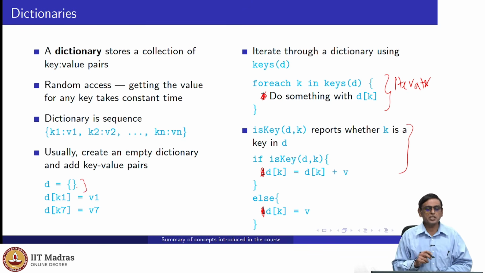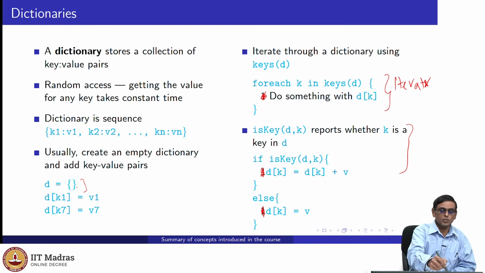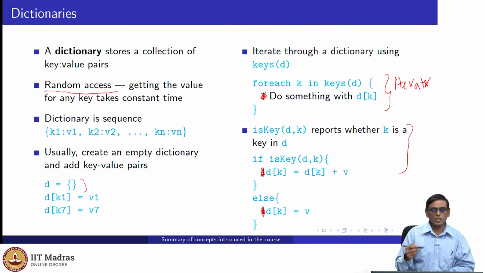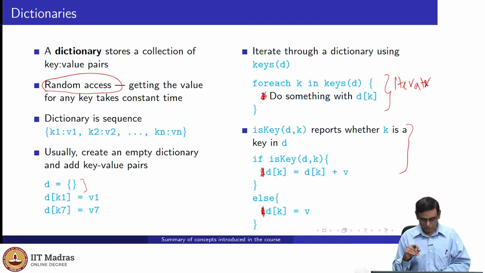So dictionaries are very, very useful things because they give you random access. It's much faster than accessing an element in a list. Finding an element in a dictionary is much, much faster than finding an element in a list. Okay. Which is why you should use dictionaries wherever it makes sense to use. Sometimes it makes sense to use lists.